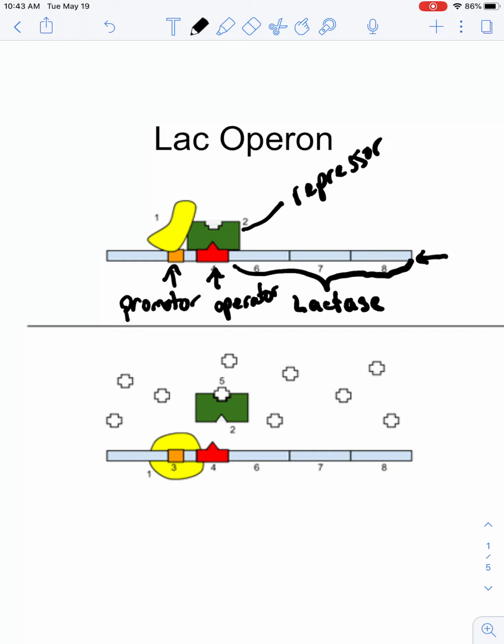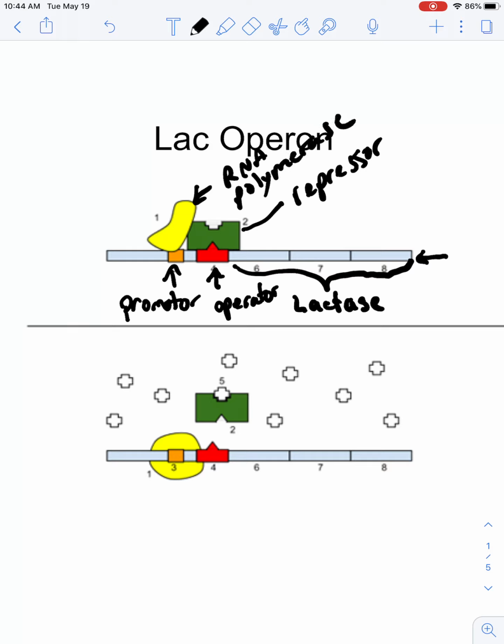Now, the repressor does exactly what a repressor should do. It stops the transcription of this set of genes. So it represses transcription, or making the messenger RNA copy. And this yellow piece here is, of course, RNA polymerase.